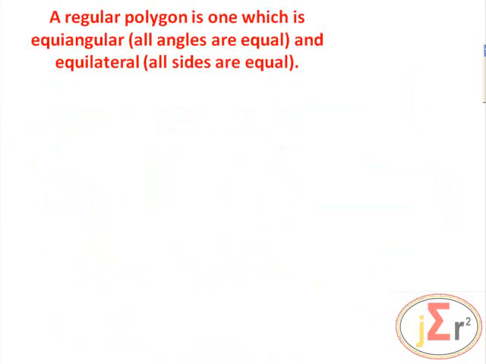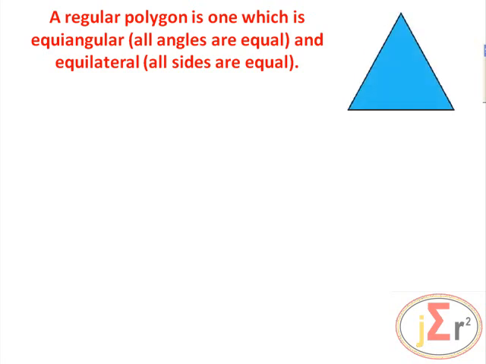A regular polygon is one which is equiangular. That means all angles are equal, and it must also be equilateral. All sides are equal. So if we have a regular polygon, all of its sides must be equal, and all of its angles must be equal.